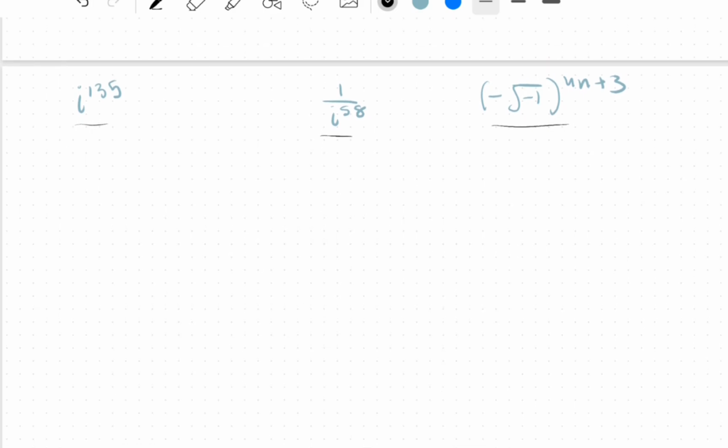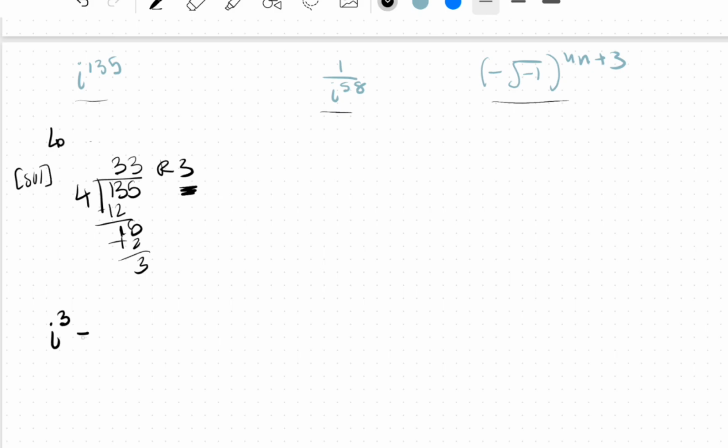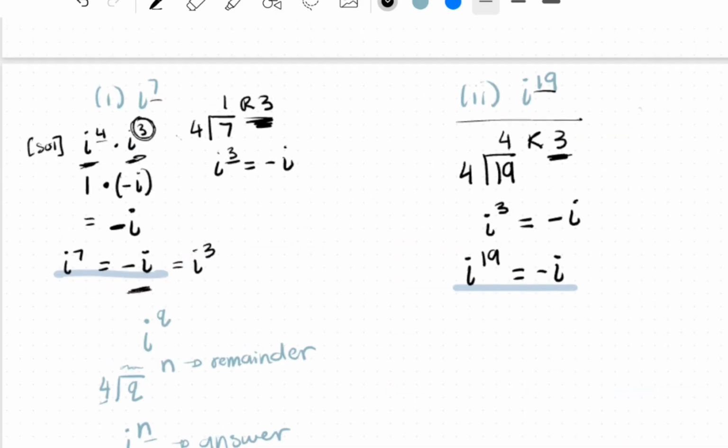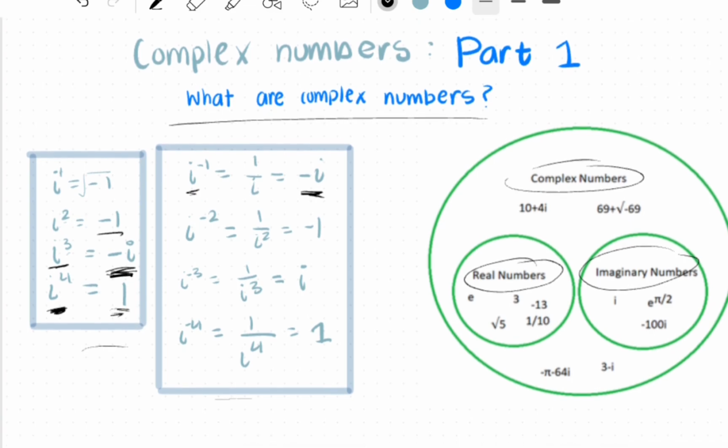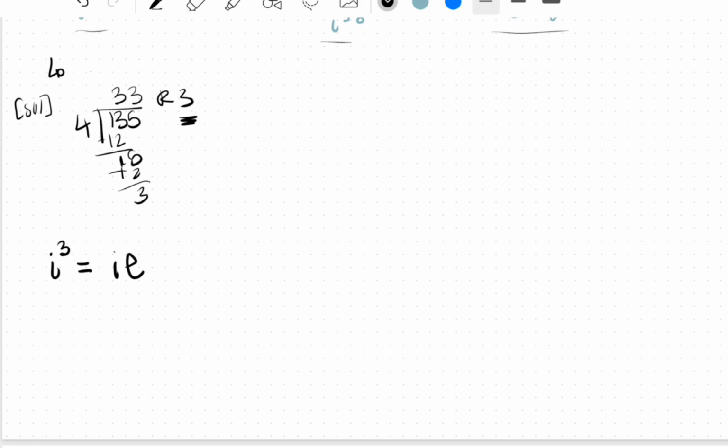Alright, so let's start off with this one. We did questions like this previously, so once again, same thing. This is n. We do n divided by 4. So 135 divided by 4 is 33, and the remainder is 3. Then our answer will be i to the power of that remainder. So i to the power of 3. From above, i to the power of 3 is equal to negative i. So our answer for this one will be negative i. There you go.